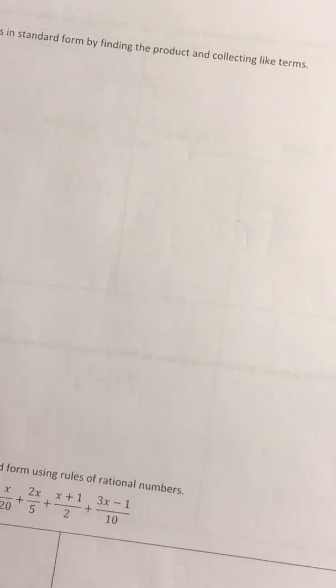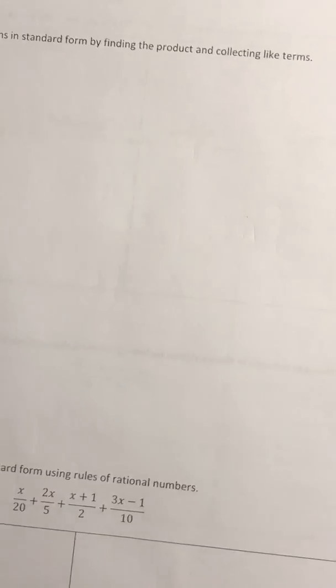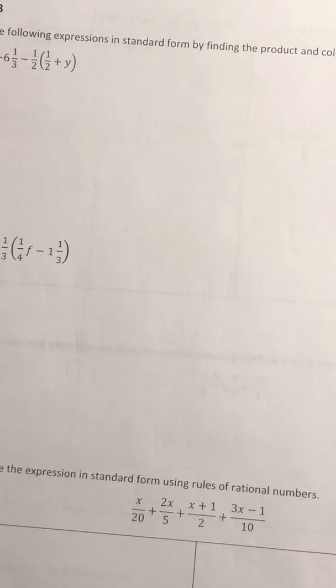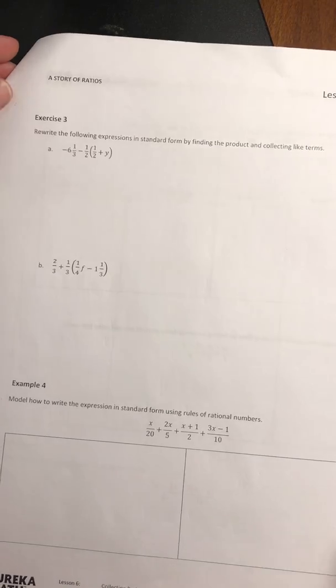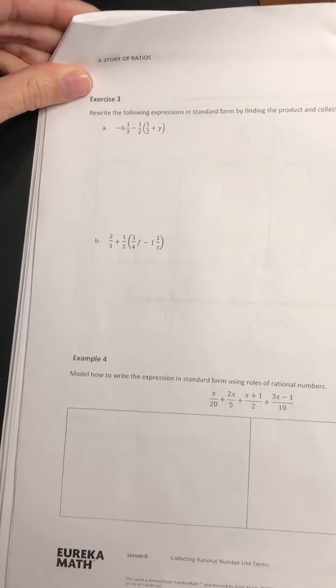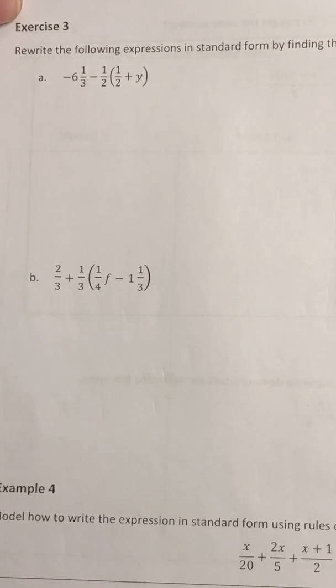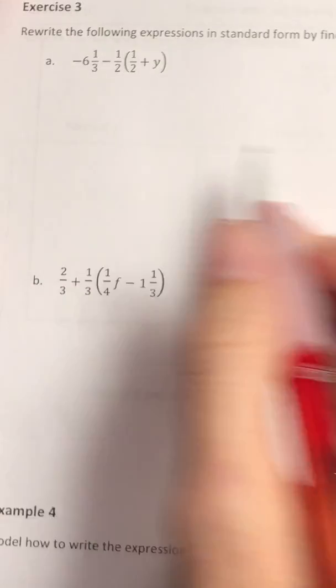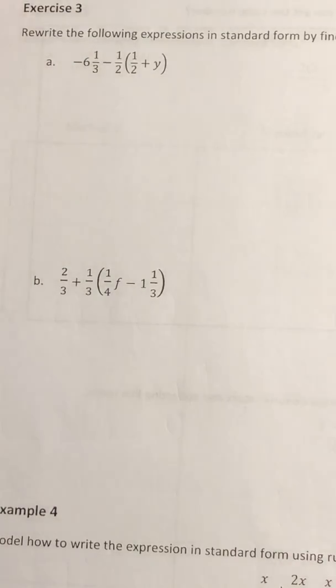Okay, and let's go to example 3. On exercise 3, I'd really like you to do these by yourself. Try them. You can even check it with a partner and then check with me, talk with a partner about it. The more you try by yourself, the more likely you are to get it. So let's rewrite the following expressions in standard form by finding the product and collecting like terms.